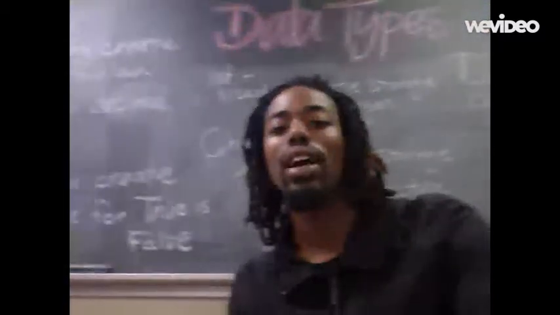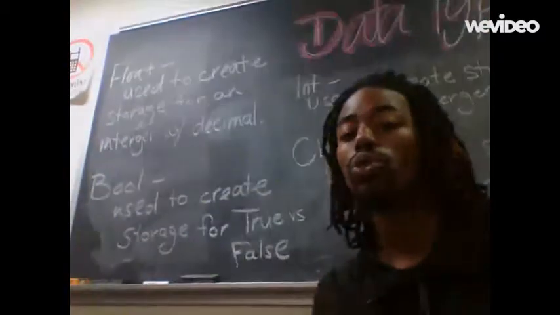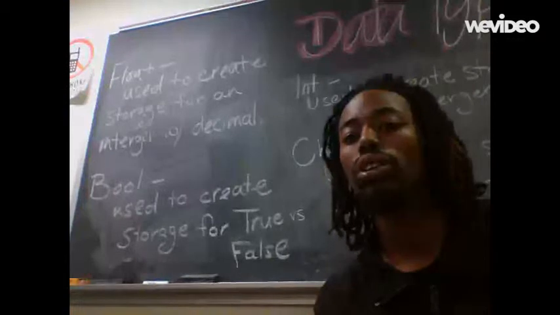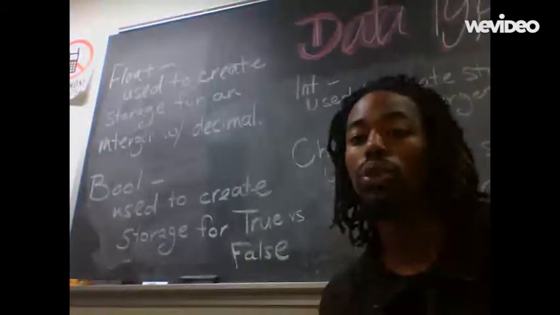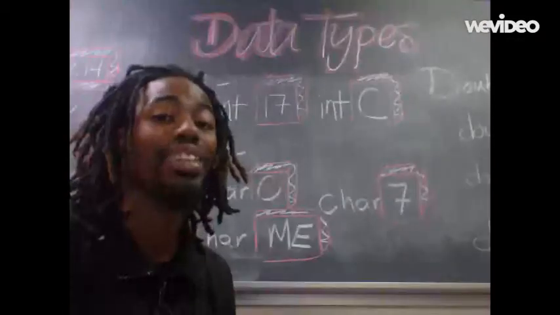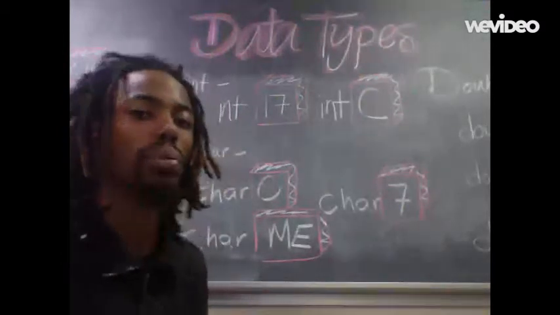Now let's go back to this side. With that, now let's go to a bool. A bool is used to create storage for a true versus a false statement. What can be stored, as an example.